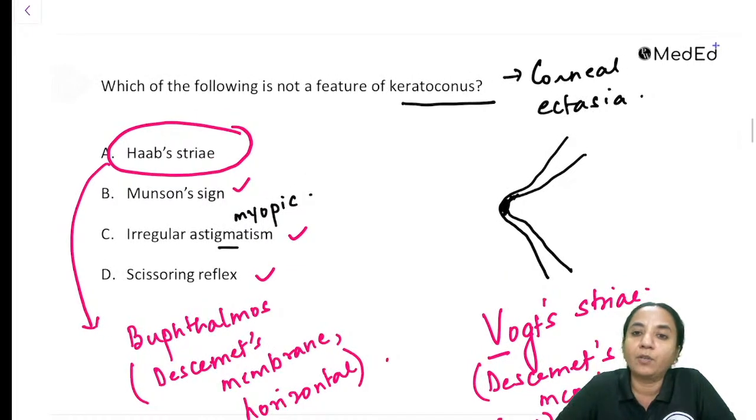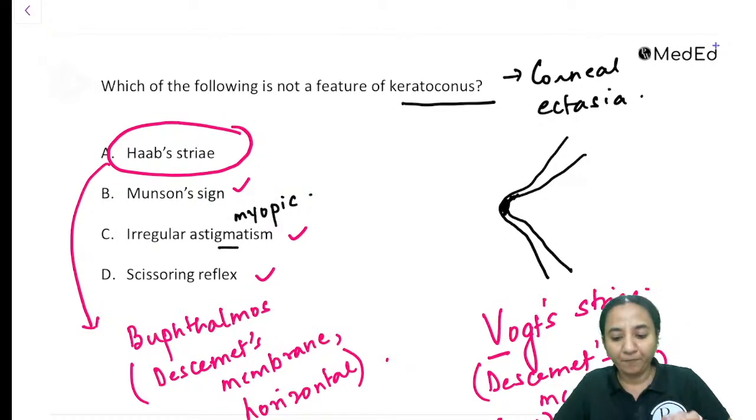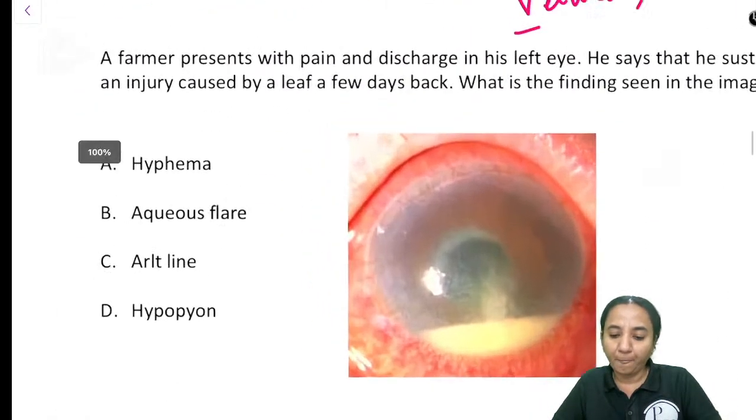So see, the answer to this question is Haab striae. Haab striae are not seen in keratoconus. They are seen in congenital glaucoma or buphthalmos. And what is the name of the striae seen in keratoconus? They are the Vogt striae, which are also striae on the Descemet's membrane, and they are vertical. Right? Let's go to the next question.